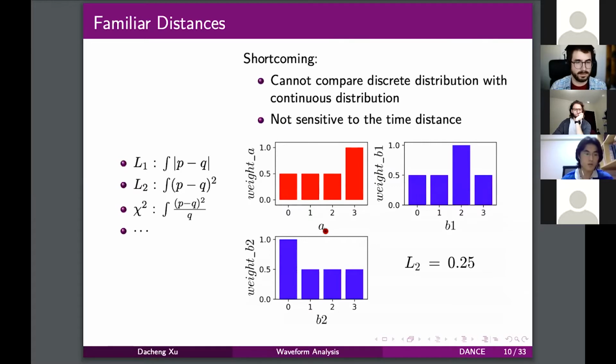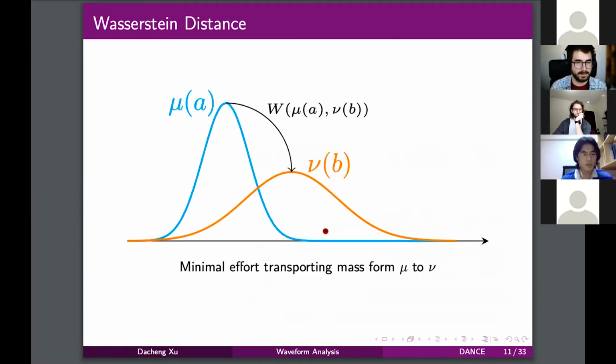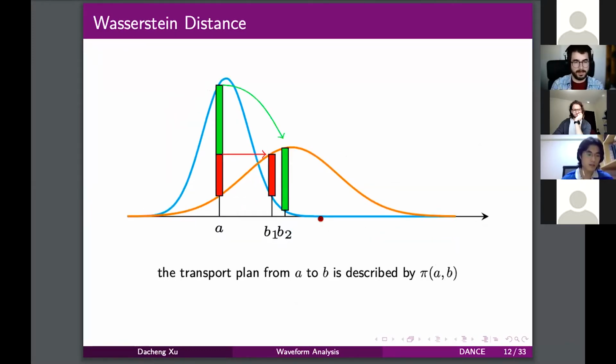So what is the Wasserstein distance? We can understand the Wasserstein distance between mu and nu as the minimum effort to transport mass from the distribution mu to nu. And we can understand that the further the mass moves, the more effort we need to give. So we can imagine that the effort is controlled by the plan about how we transport the mass. And the transport plan is described by pi(A,B).